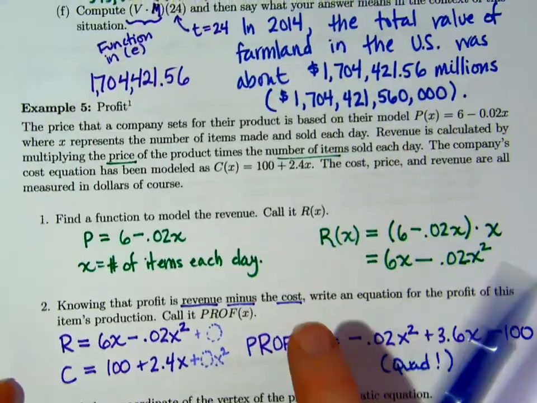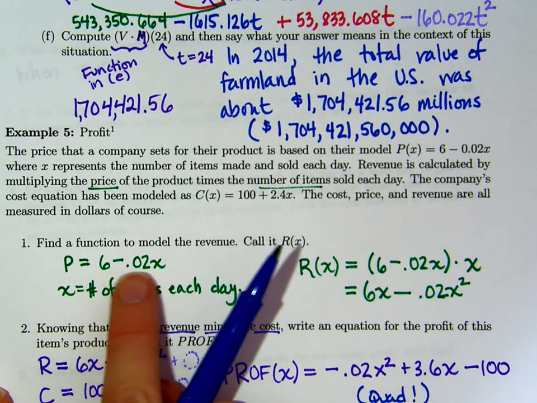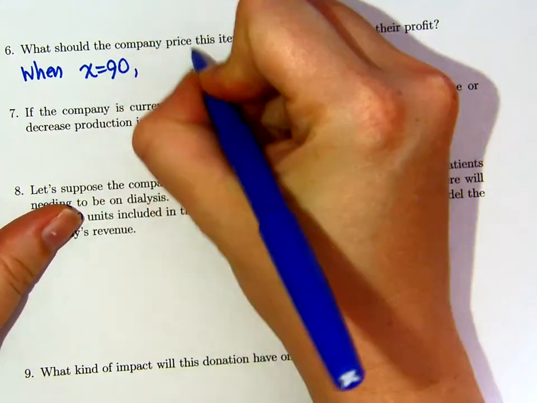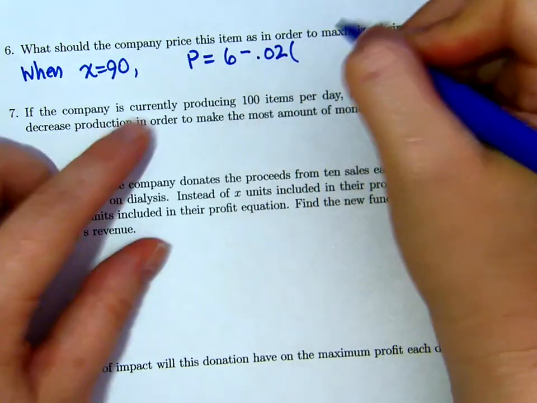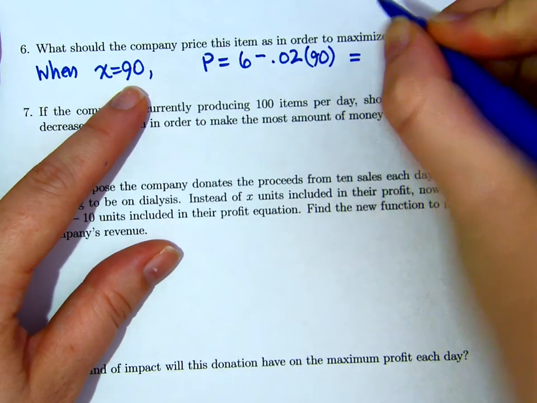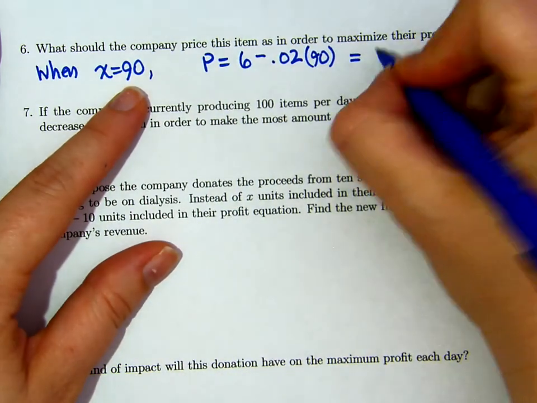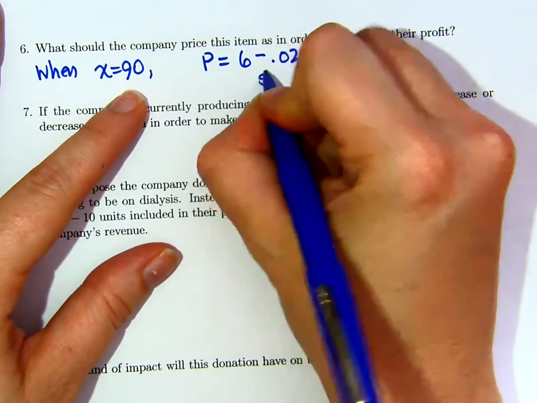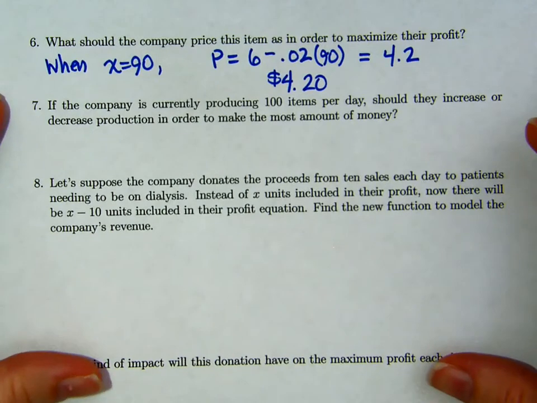And if we look back up here, it says the price is 6 minus 0.02x. Let's use that. P equals 6 minus 0.02, and in place of the x, because we're saying when x is 90, I'm going to put the 90. 6 minus 0.02 times 90 is 4.2. What should the company price this item? $4.20. That should be the price.